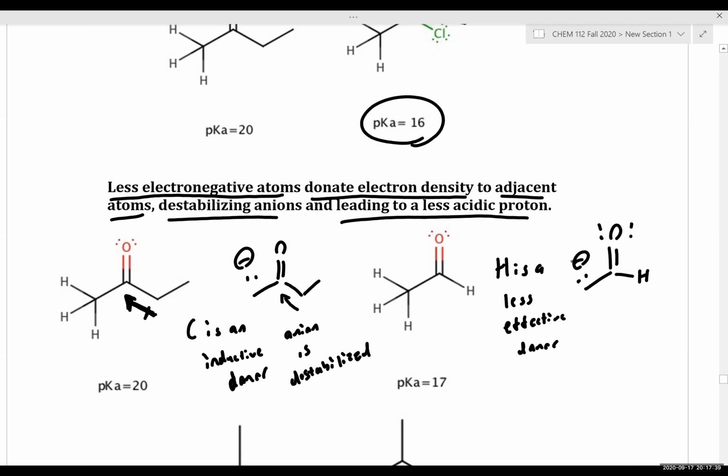Does that make sense to everyone? The more attached carbons we have, the greater the amount of electron density we have that is being donated into adjacent atoms.